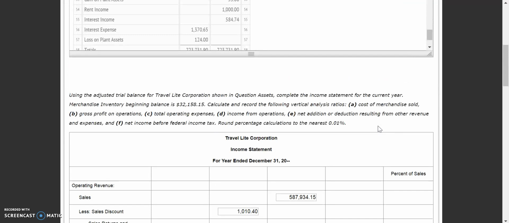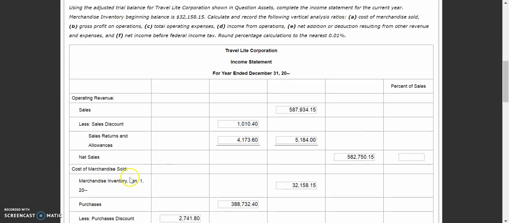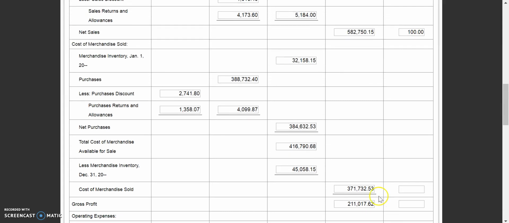Now, the thing that we have to continue to do is our vertical analysis, rounding to the hundredth. So remember that when we're doing a vertical analysis, it's always a percentage of sales. So sales is going to be our 100%. And so every number that we're looking for, we're going to divide it by our total net sales amount. So if we scroll down here, we're going to take our cost of merchandise sold, which is 371,732.53, and we're going to divide that by net sales, and we end up with a percentage of 63.79.